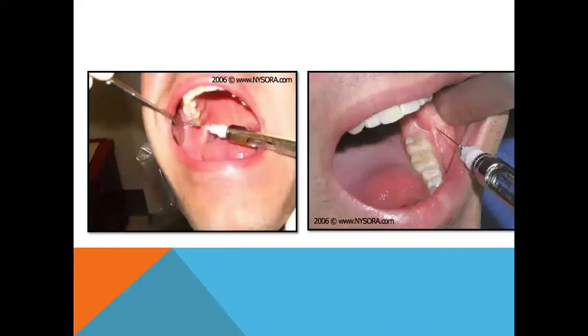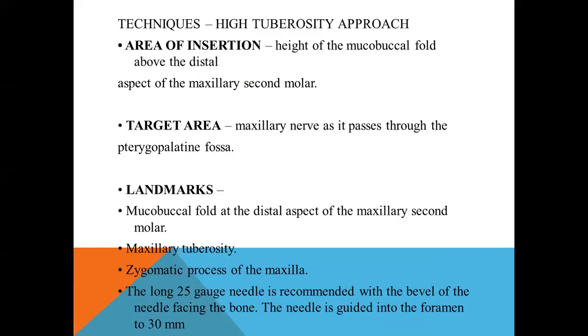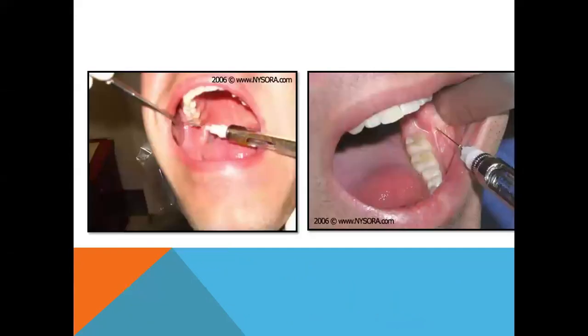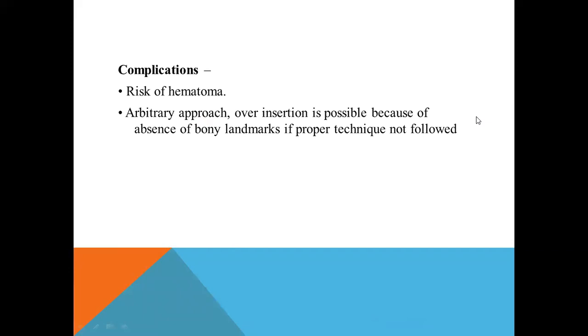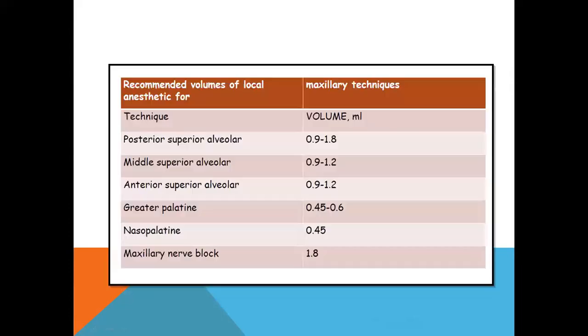This picture shows the maxillary nerve block technique, the tuberosity block, at the mucobuccal fold, distal aspect of the second molar. Complication: hematoma. An arbitrary approach is possible because of the absence of any bony landmark, if proper technique is not followed. This picture shows what volume of local anesthetic is required for each technique. Sometimes you might get a question, that's why I added the slide, just take a note of it.